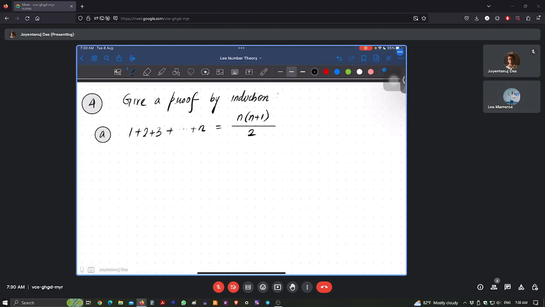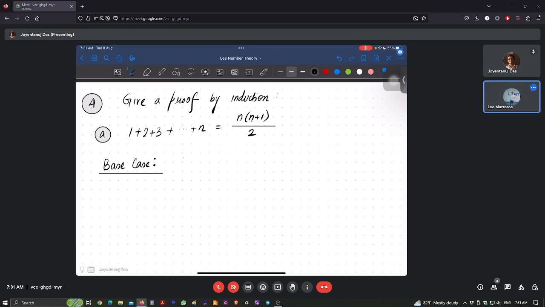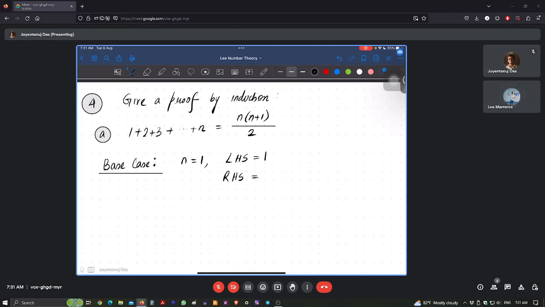It has 2 or 3 steps. First we do the base case. The base case is we check a small value, the starting value of n. Here n starts from 1, right? If n equals 1, then the left hand side is nothing but 1, and the right hand side is 1 times 2 by 2, which is also 1. So in this case, the result is true.